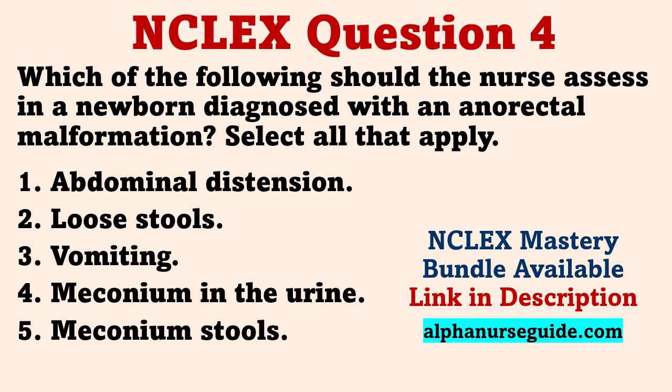The correct answers are 1, 3, and 4. Anorectal malformations present with lack of stool or evidence of meconium in the urine through a fistula. Meconium is not found in the stool. Because stool does not pass, abdominal distension and vomiting occur.